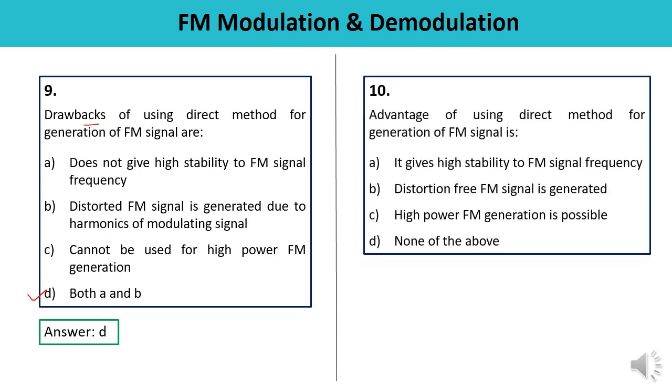Question number 10 is, advantage of using direct method for generation of FM signal. What is the advantage over there? It gives high stability to FM signal, distortion free FM signal is generated, high power FM generation is possible, and none of the above. So advantage of using direct method, high power FM generation is possible. Means the correct answer is C.